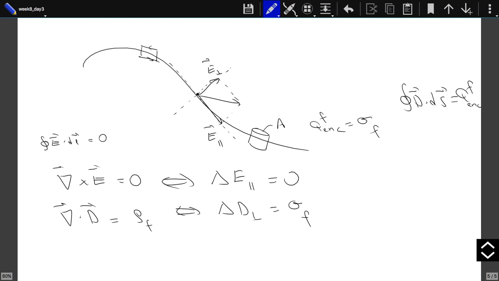You see, that is the advantage of taking the displacement field. The divergence of the displacement field depends only on the free charges. That's why I'm working with the displacement field.